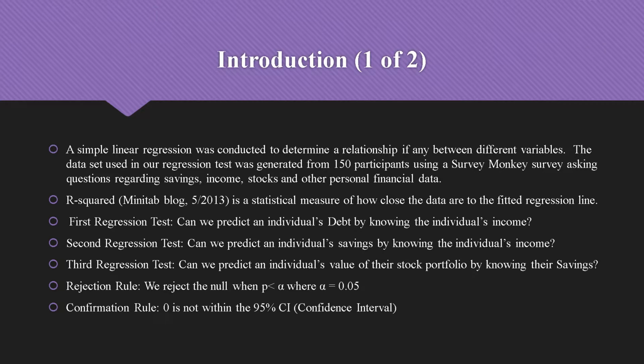The rejection rule will be as follows. We reject the null when P is less than alpha, where alpha is 0.05. Our confirmation rule is 0 is not within the 95% confidence interval.